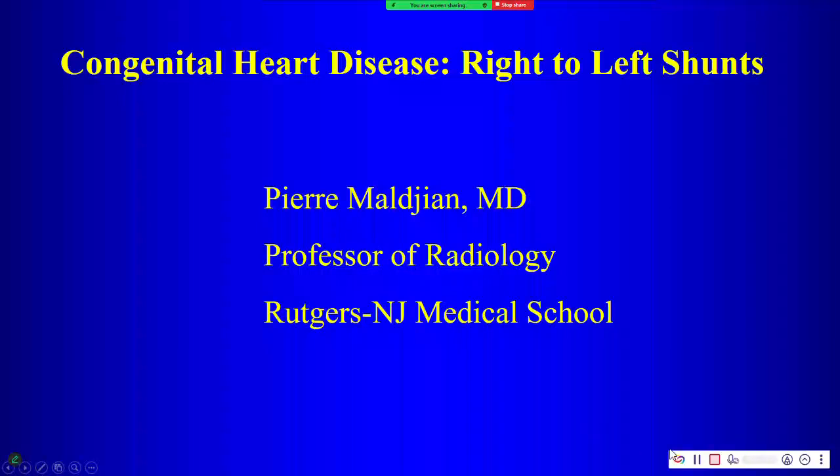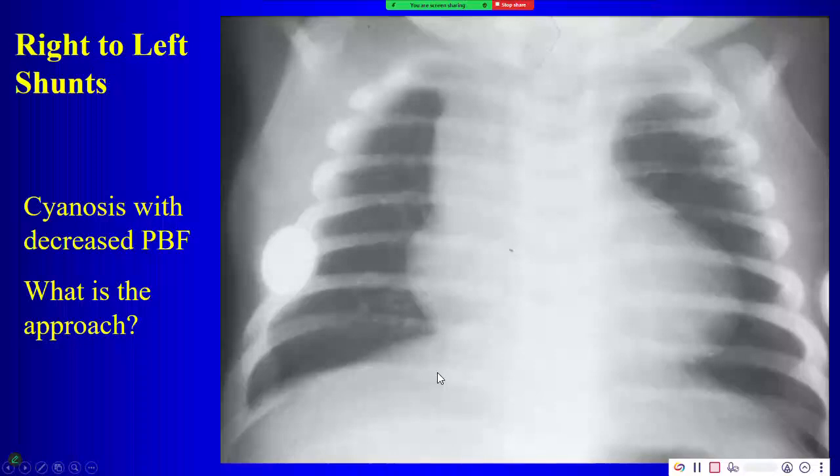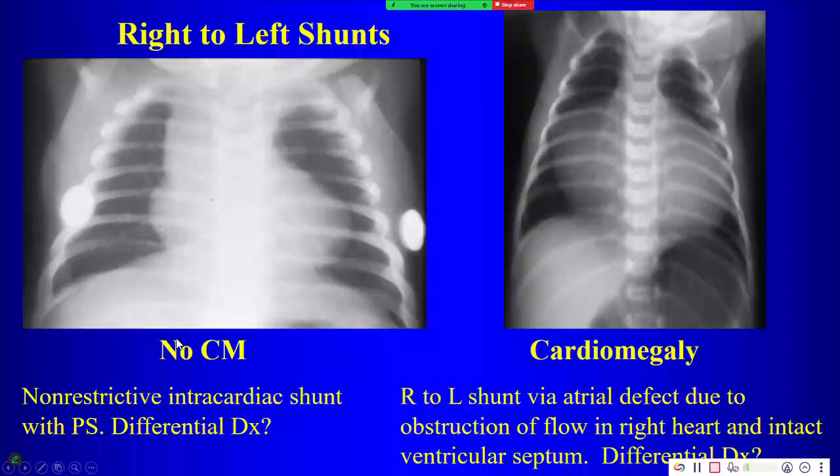All right, so today we're going to talk about right to left shunts. And this is the diagnostic set where we have cyanosis with decreased pulmonary blood flow. And as far as the approach here, what we do from the plain film is we look at the heart size and specifically the appearance of the right atrium.